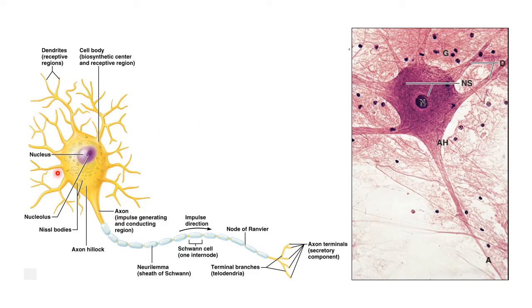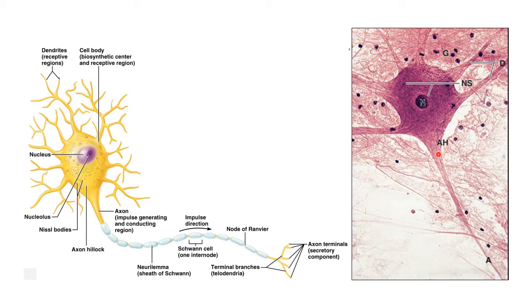As we see in the diagram on the left, this is the neuron perikaryon or cell body. It's a biosynthetic center and receptive region, and it contains the nucleus and the nucleolus, and we have the Nissl bodies here. They are rough endoplasmic reticulum. On the right side we have a histological section, and here we see the perikaryon, the nucleus, and the NS, which stands for Nissl bodies or Nissl substance, around the nucleus.